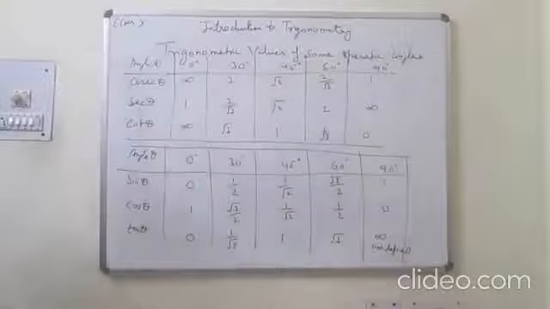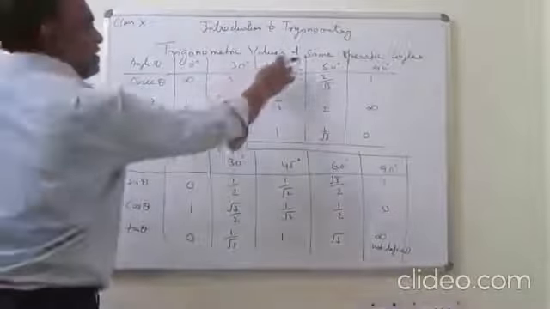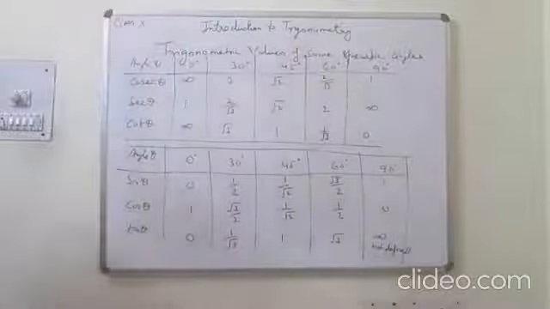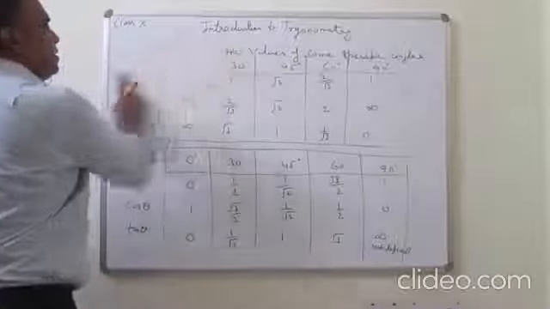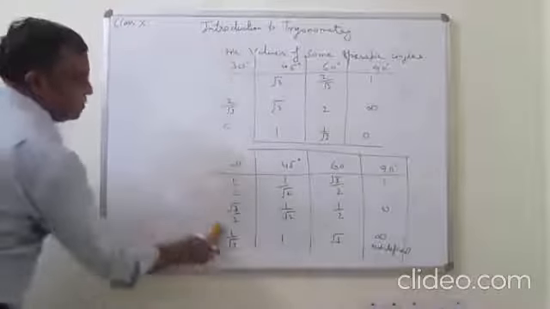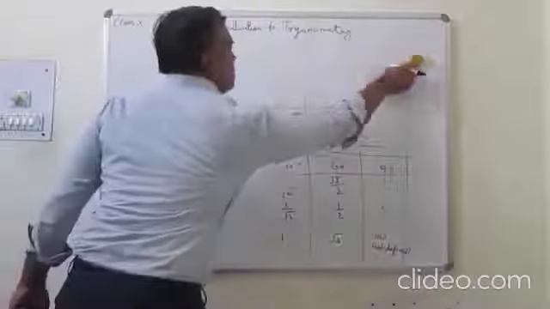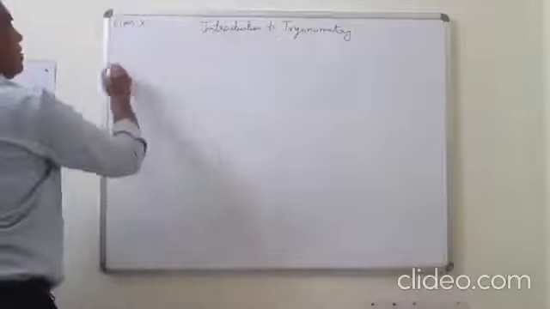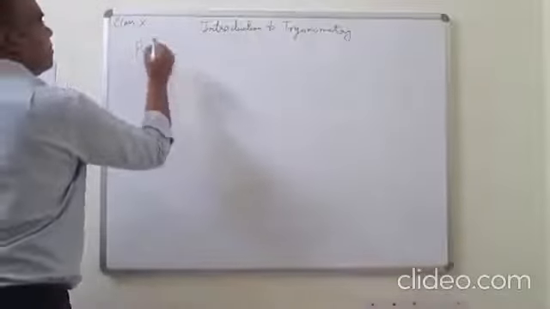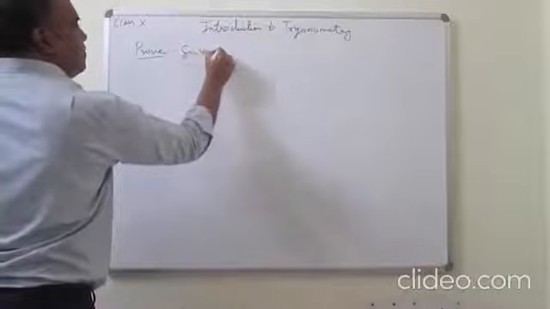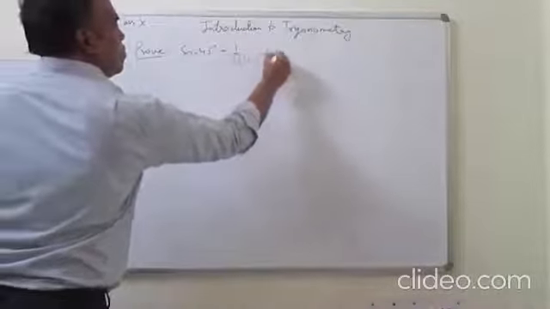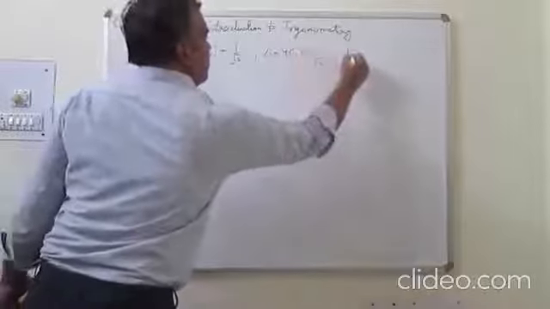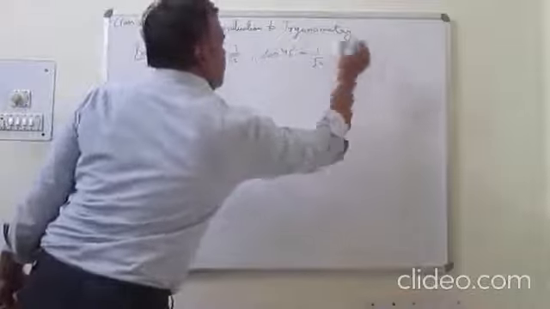Now I will prove it for 45 degree, 30 and 60 degree, and 0 and 90 degree. Now I am going to prove it. Now prove: sin 45 is 1 by root 2, cos 45 is 1 by root 2, tan 45 is 1.